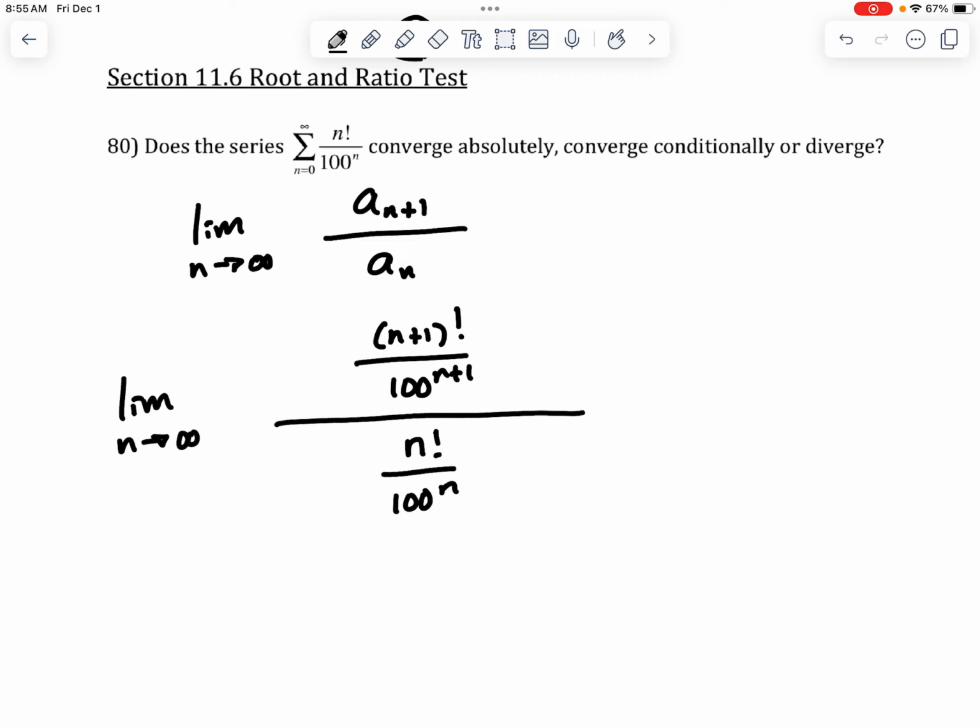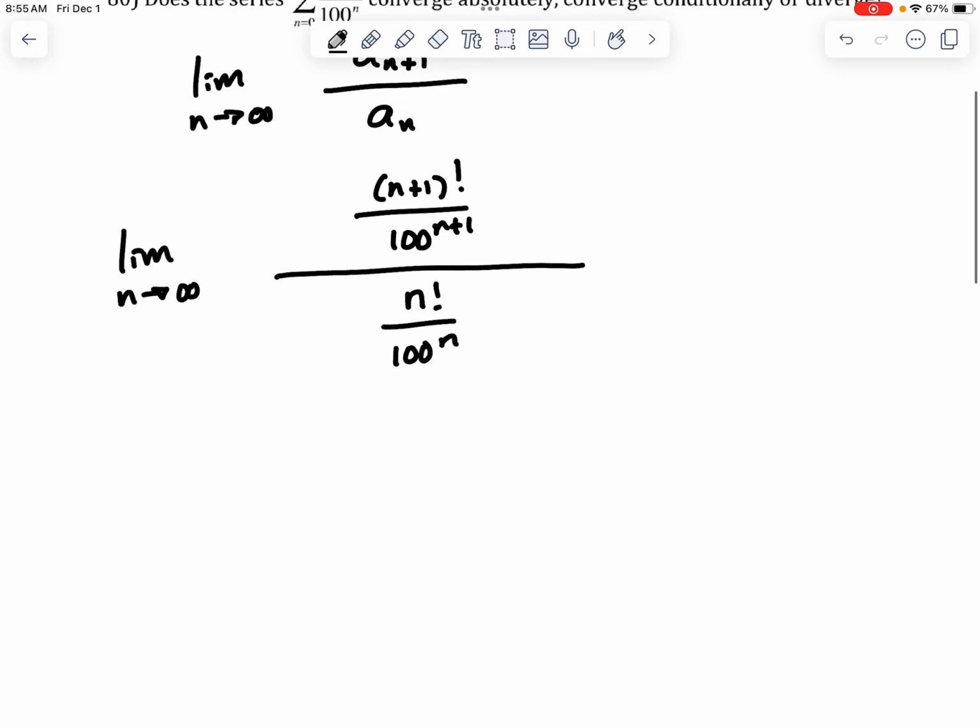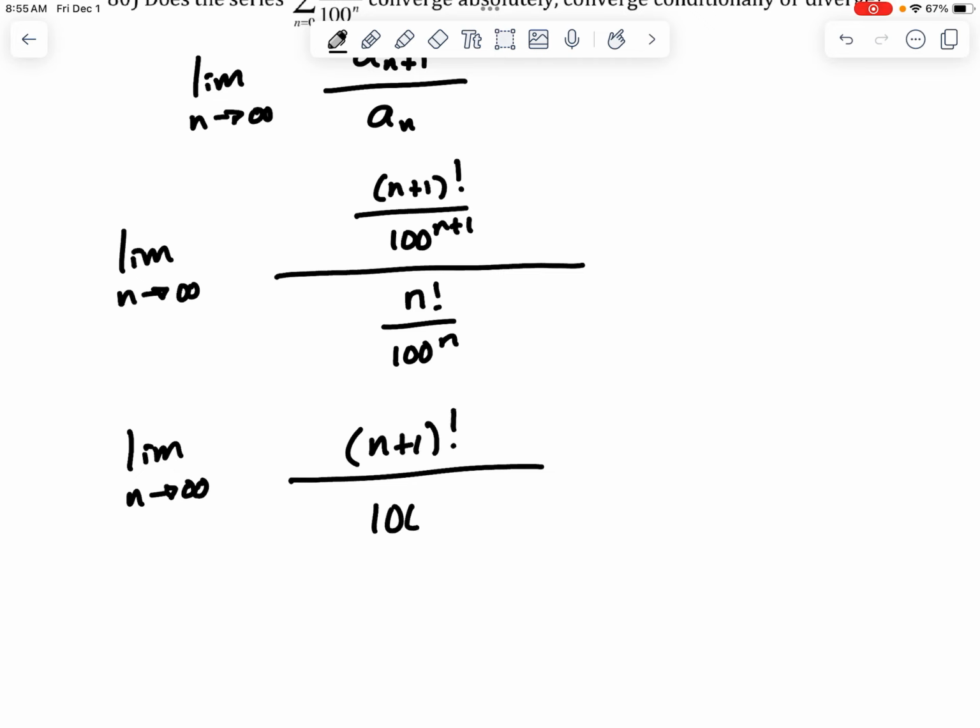And then, of course, when you divide two fractions, you invert and multiply by the bottom fraction. So the top one can stay the same, n plus 1 factorial, and then 100 to the n plus 1, and then multiply by the reciprocal. So this one is going to become 100 to the n, and then n factorial on the bottom.